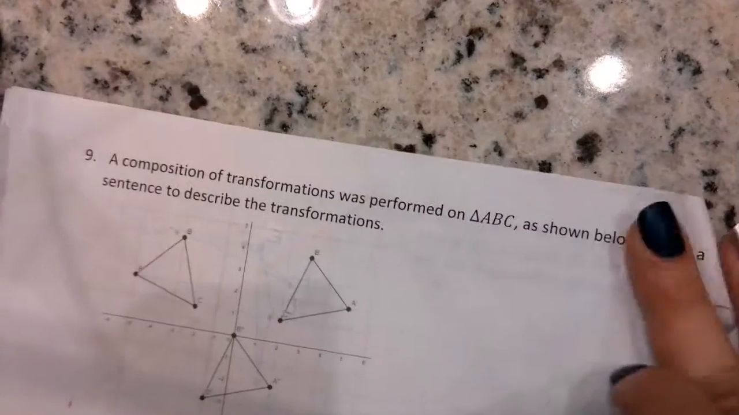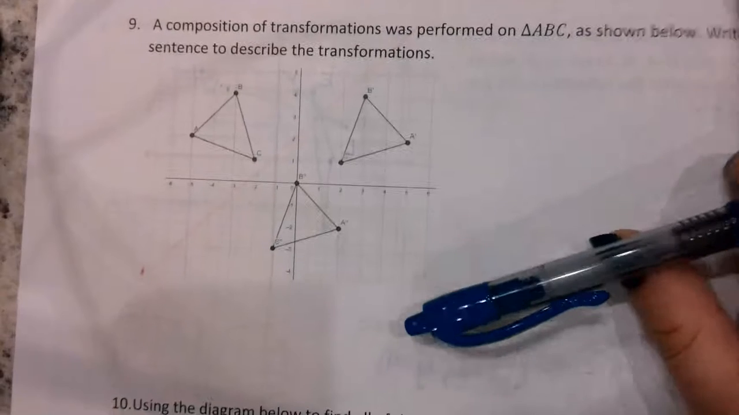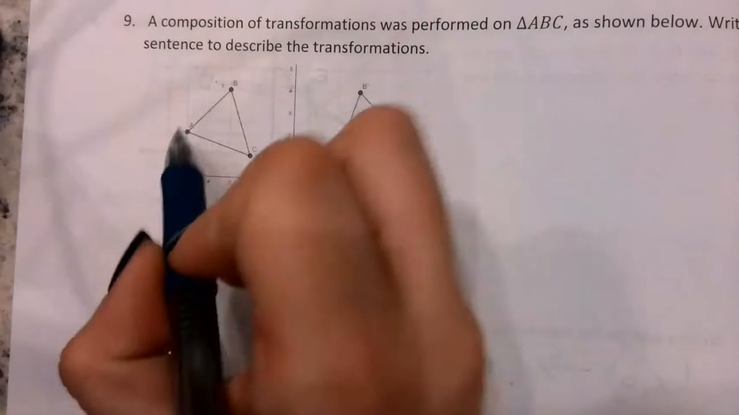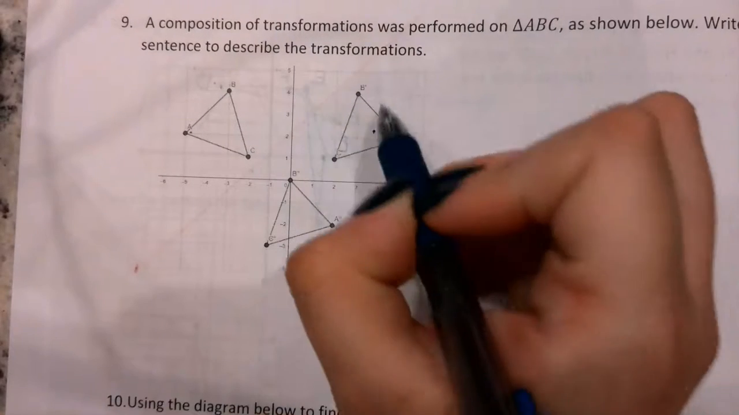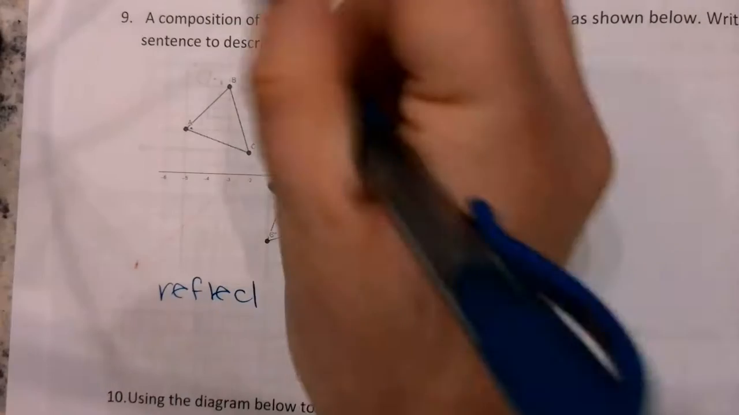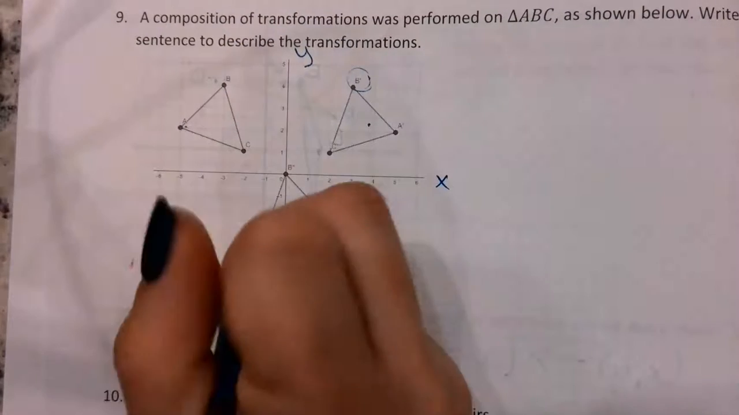This one shows me 2 different transformations happening on triangle ABC, and I've got to describe what they are. So I first go from this triangle to this triangle because of the primes. This first step is a reflection over the y-axis. Remember, this one is y and this one is x.